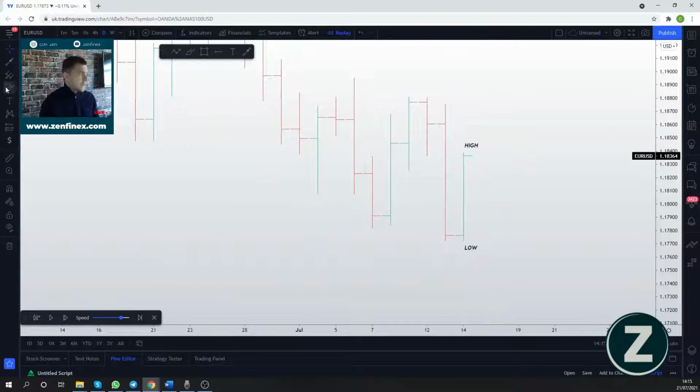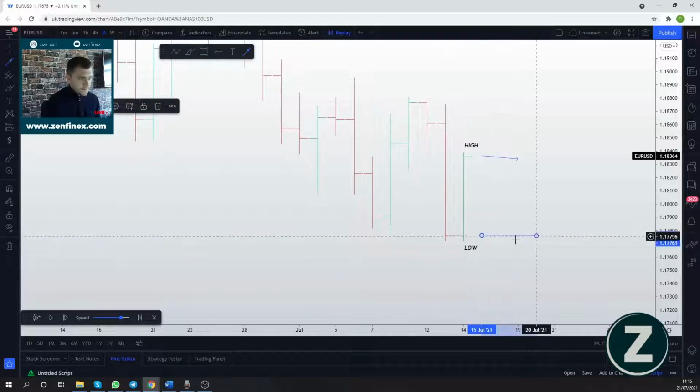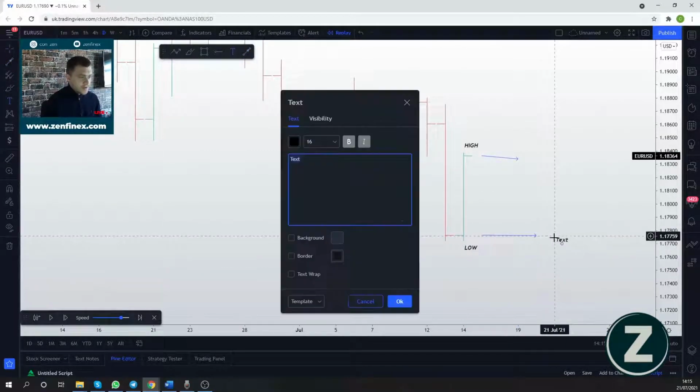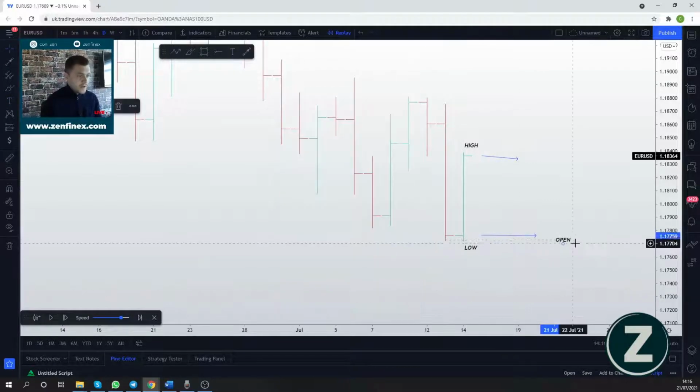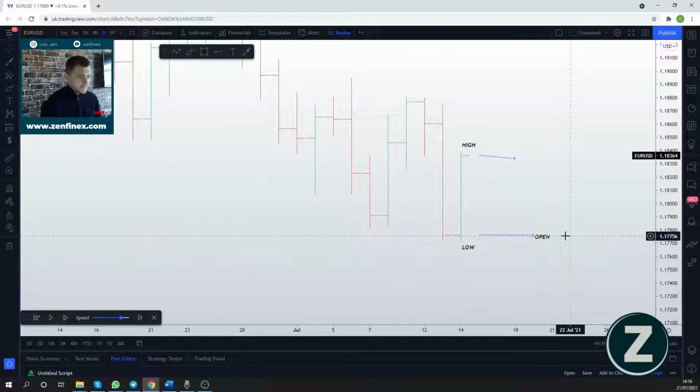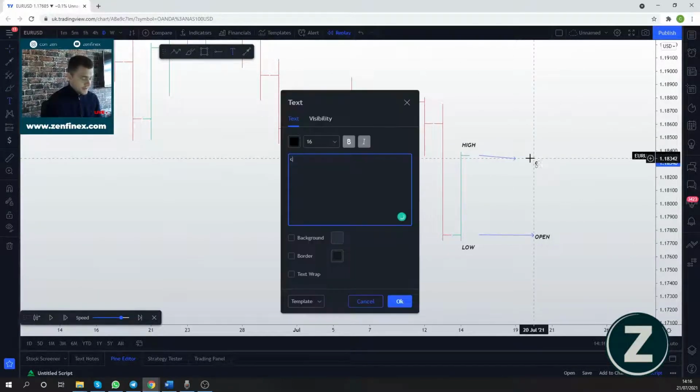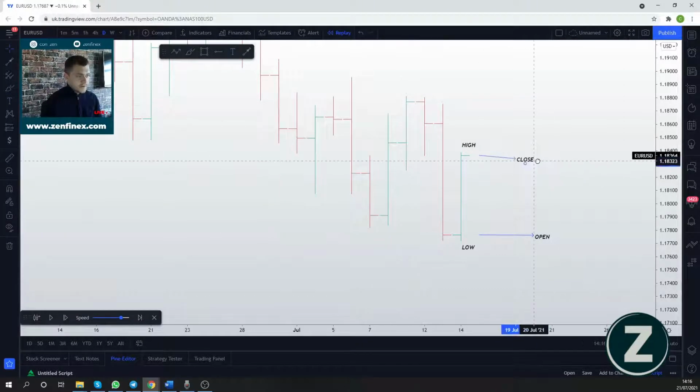But more than that, it's showing us these two levels here, these two lines that are sticking out. Now, this line at the bottom is the open, so where price opened that day. And this line up here is the close, so where the price closed for that day. And so the movement in between is the true movement of price.